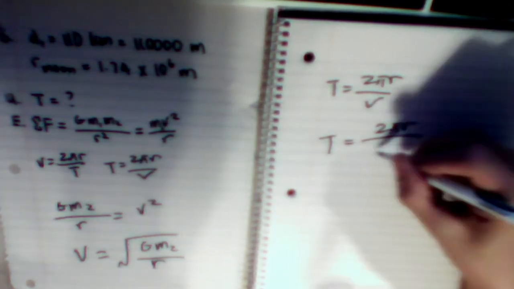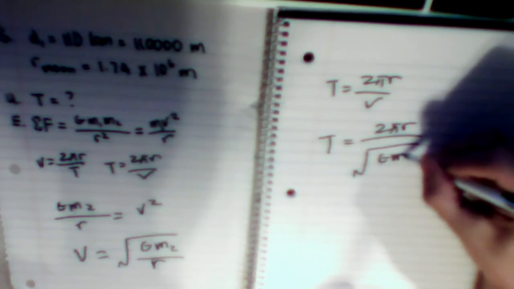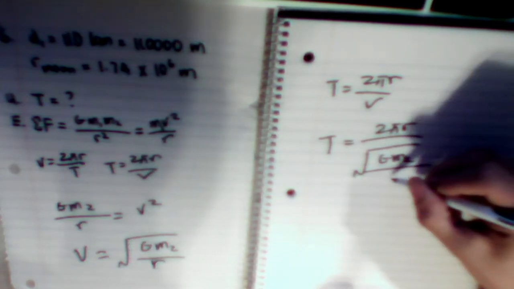Let's migrate to another piece of paper. We know that T is equal to 2 pi R over V. So then we plug this equation into here. T is equal to 2 pi R over the square root of G M2 over R.